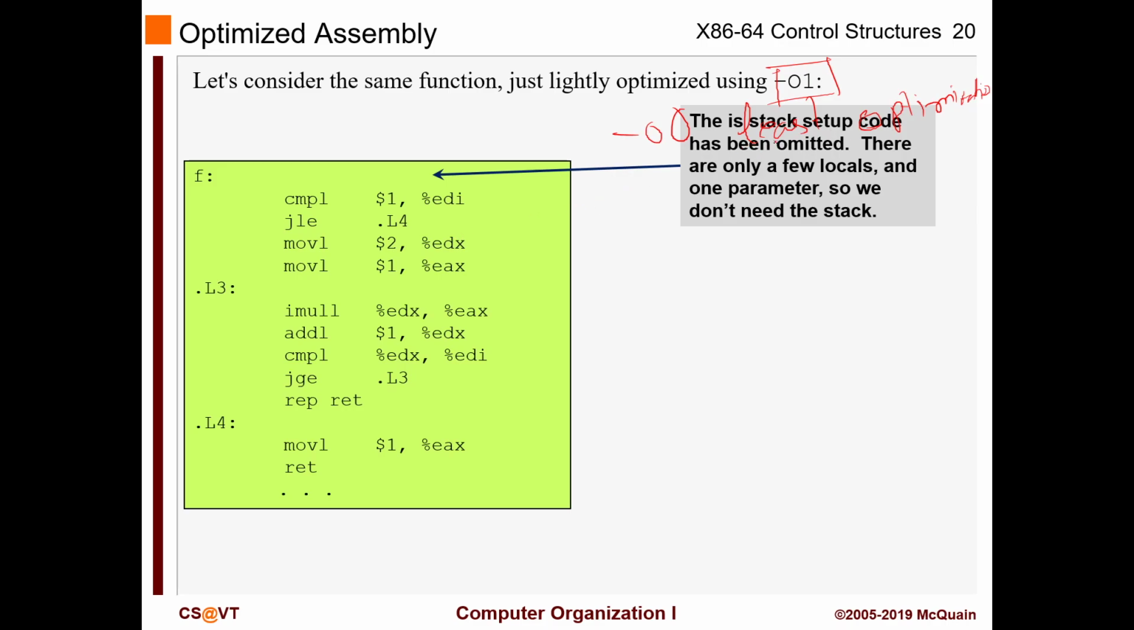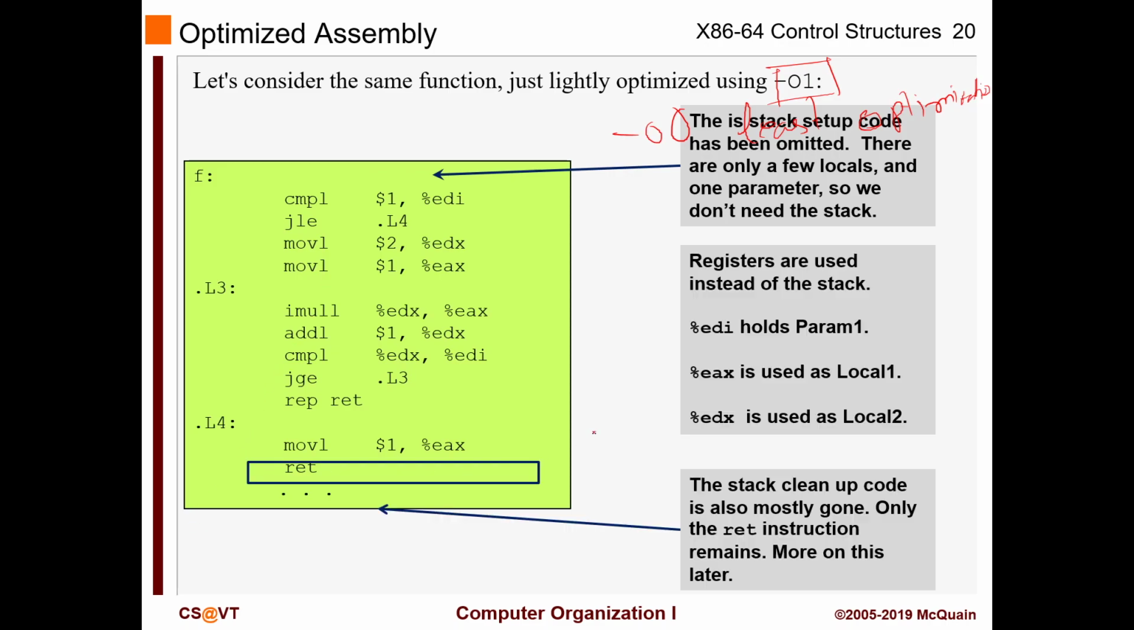So the stack setup code has been omitted. There are only a few locals and one parameter, so we don't need the stack. As we're working with so few variables and parameters, literally 3, we can just use our registers and we don't have to worry about the whole stack in the first place. So we are completely ignoring the whole stack setup. In the return statement there is no cleaning of the stack, right? So the stack clean code is also mostly gone. Only the return instruction remains. We'll take a look at it later.